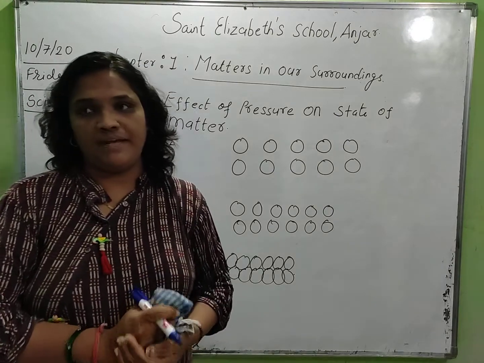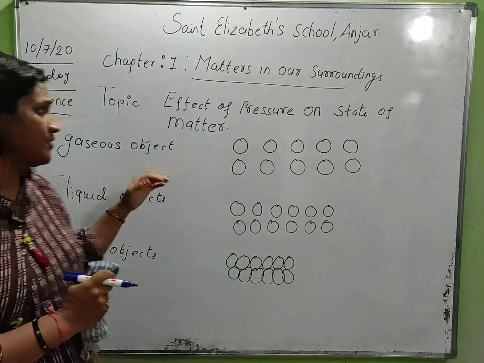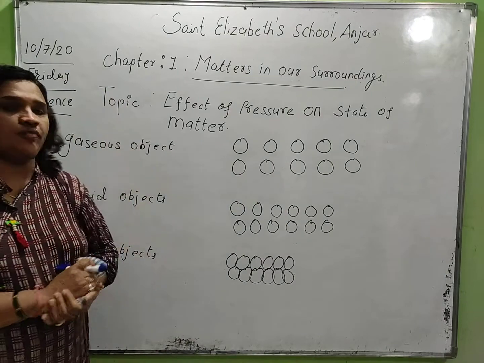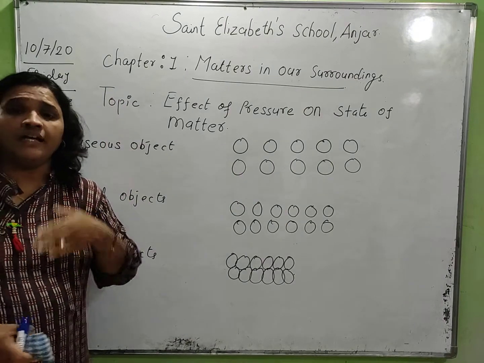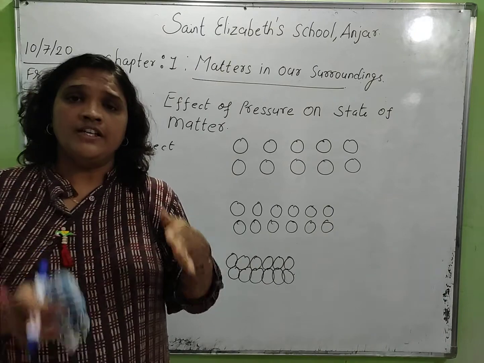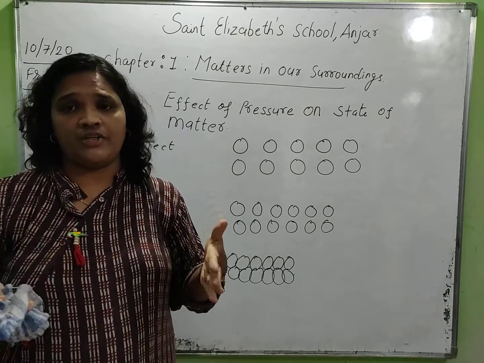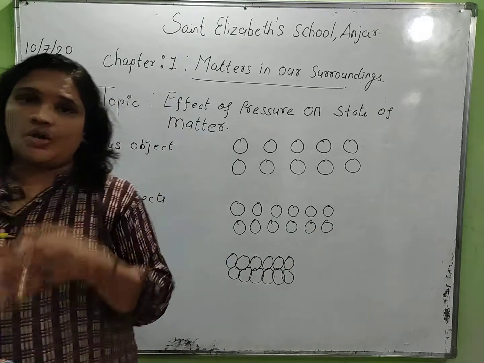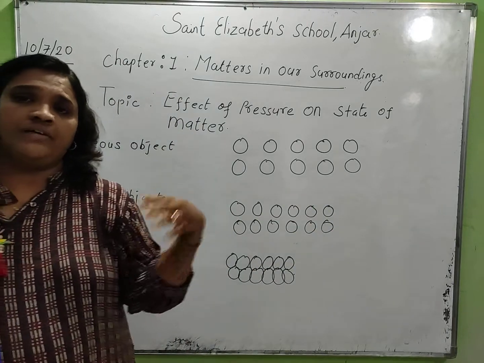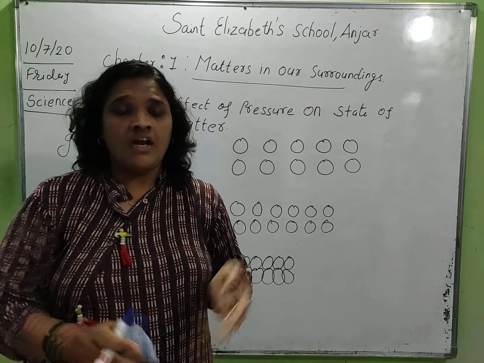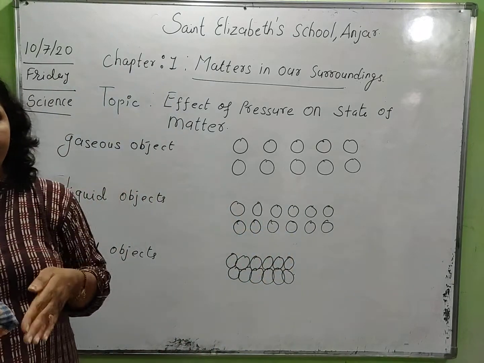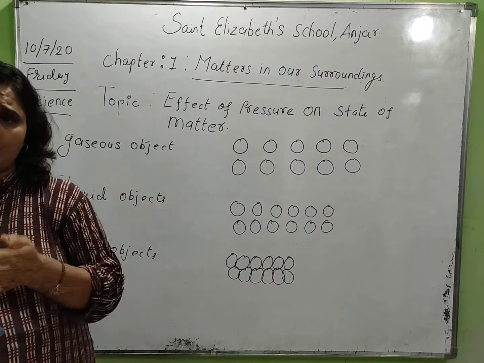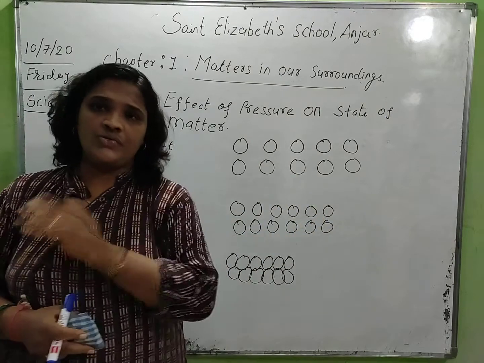Chapter number 1, Matter in Our Surroundings, and the topic was the effect of pressure on the state of matter. As we have seen, if you increase the temperature, the kinetic energy of the molecules increases and they go far from each other, and because of that solid turns into liquid and liquid turns into the gaseous form. Now what about when you decrease the temperature? As I told you, it can change from gaseous to liquid to solid.